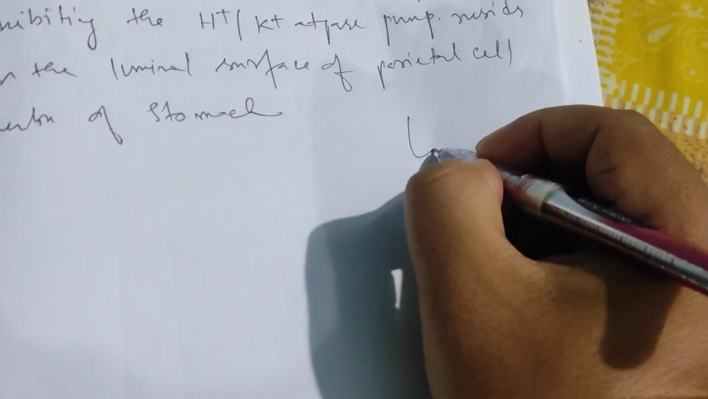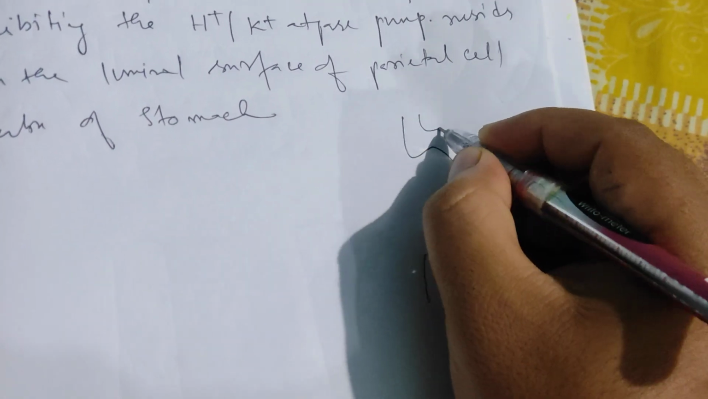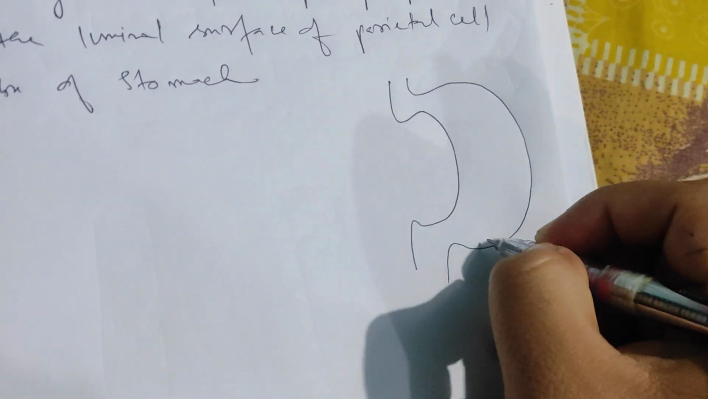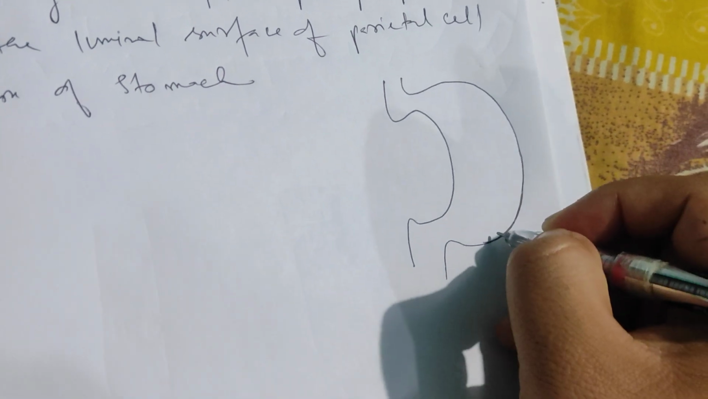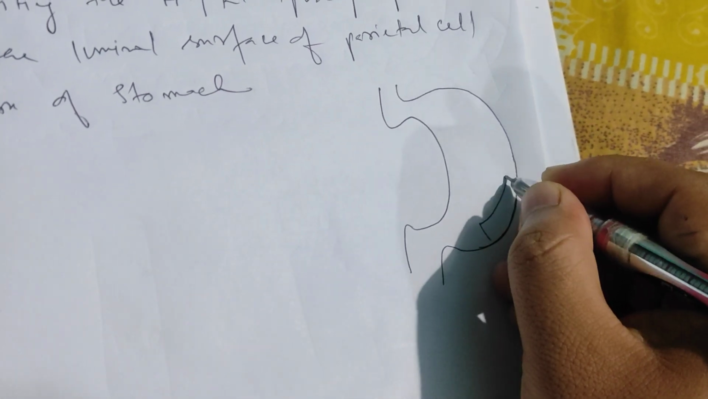Then this is the stomach. Here we get the stomach lining. Here we get the parietal cells.